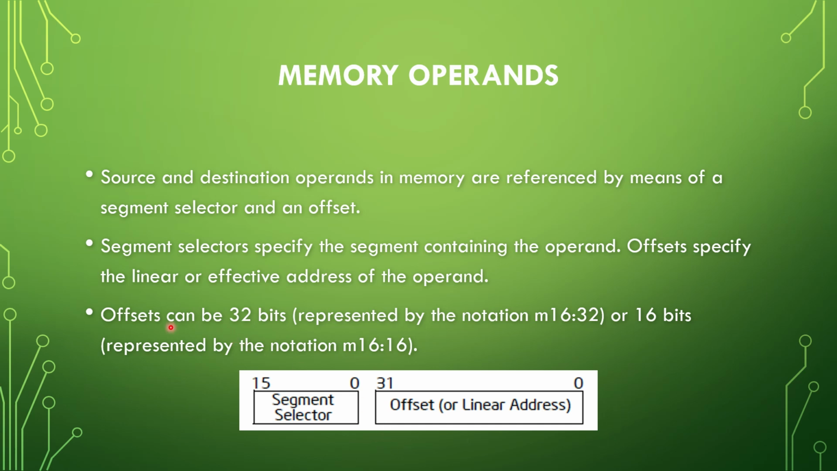So I have already mentioned that the offset can be 32-bit. Offset means it contains the linear address, that is 0 to 31, altogether 32 bits. And the segment register is of 16 bits. It can be either 32-bit or 16-bit.